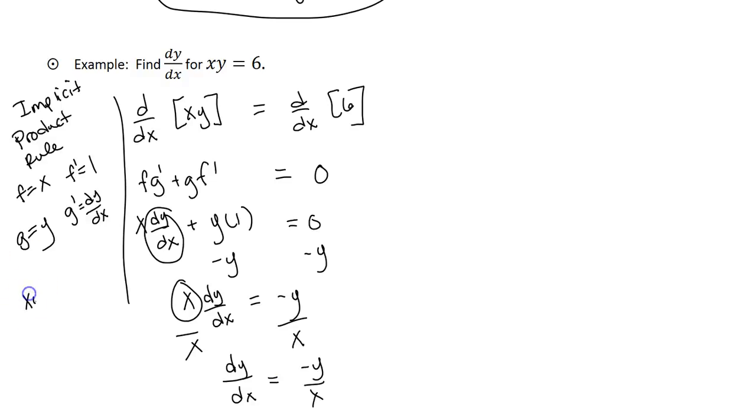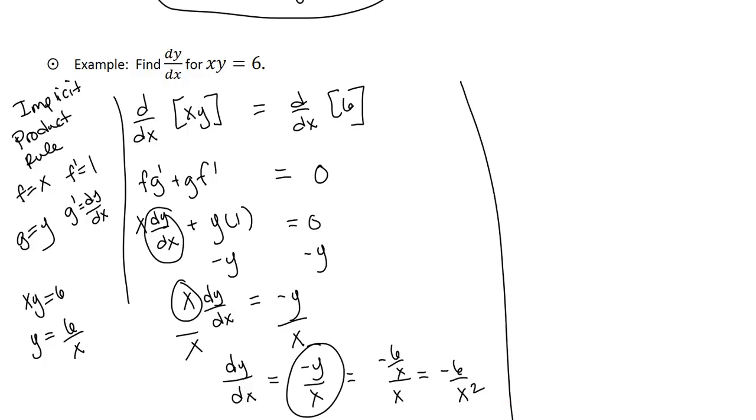But since you do know that xy equals 6, and you could solve it for y, we know y is 6 over x, we can make that negative 6 over x divided by x, or negative 6 over x squared. So sometimes you'll be able to do that. If you can clearly solve for y, you can plug it back in. Sometimes you might not be able to do that.